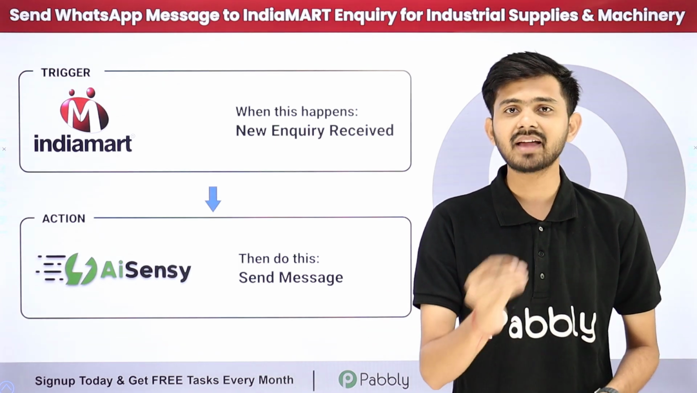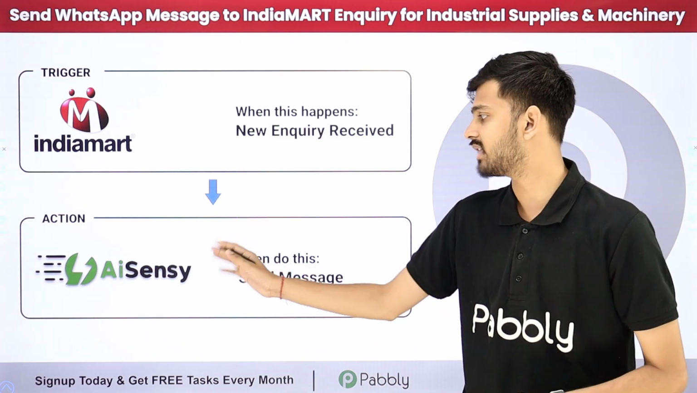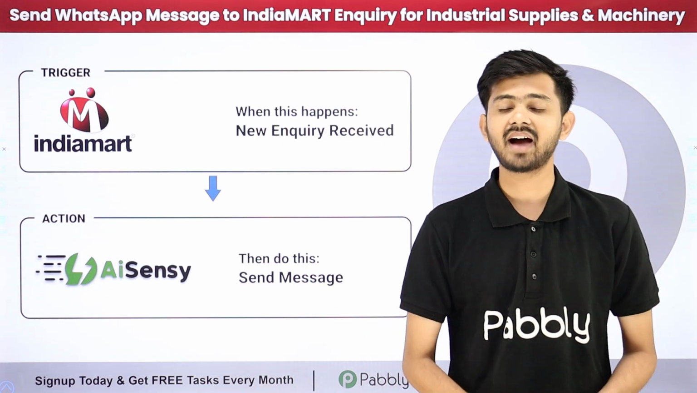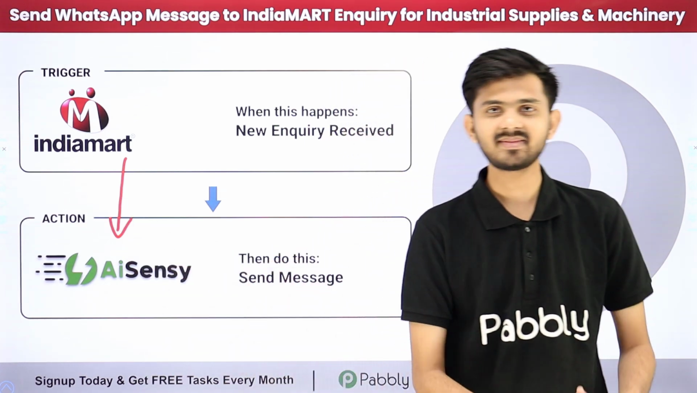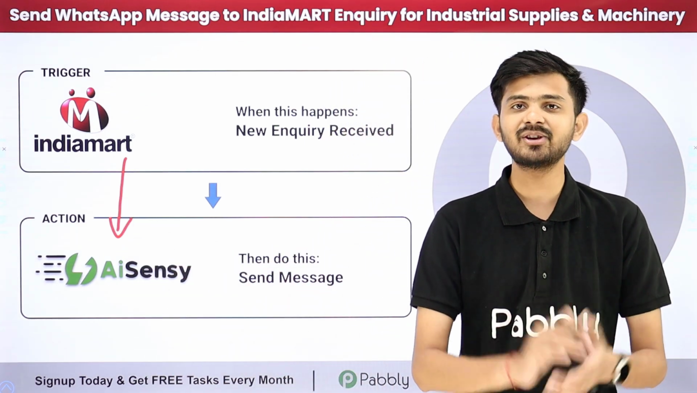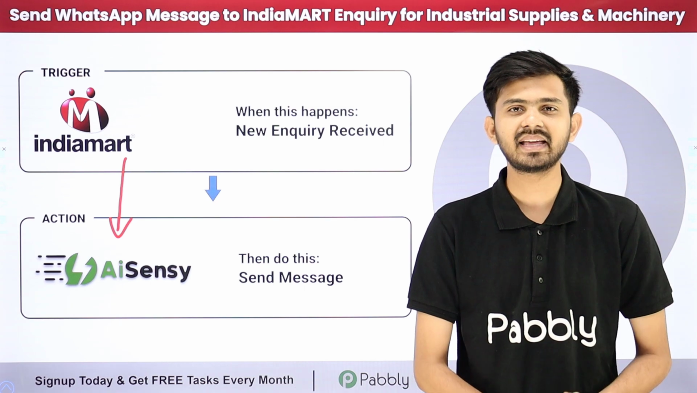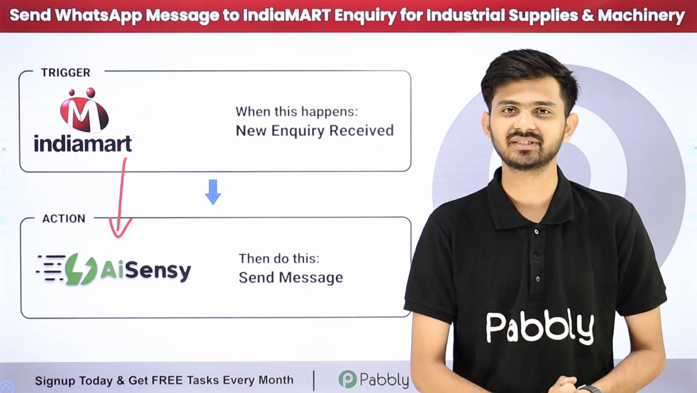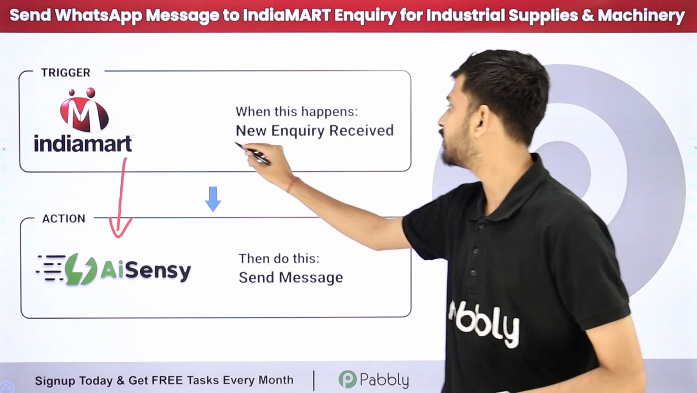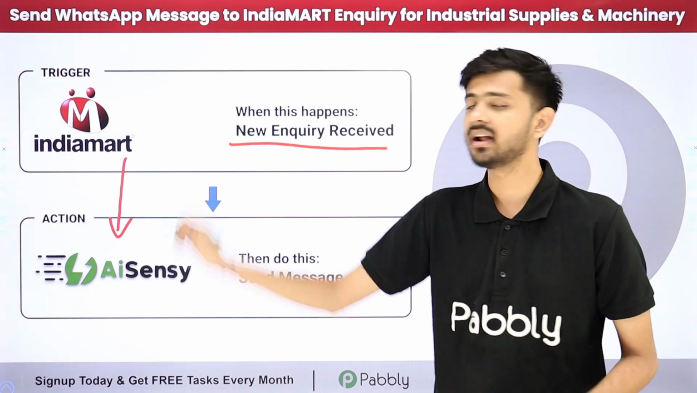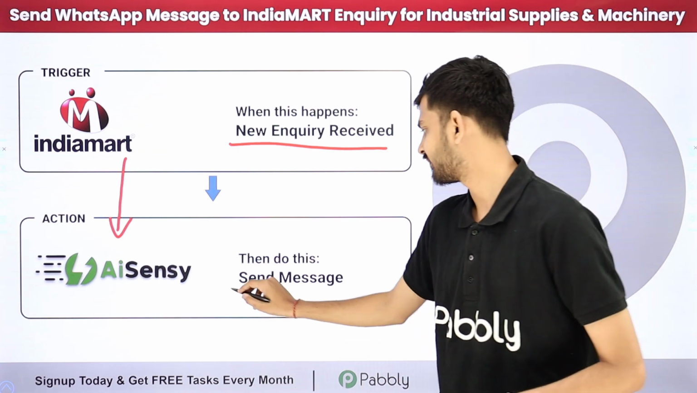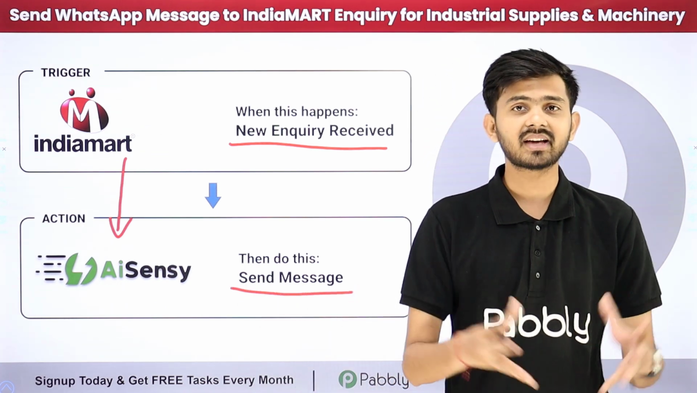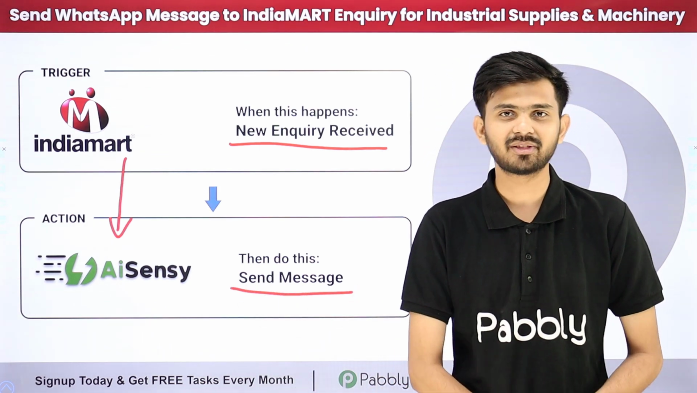So for sending the message on WhatsApp, I'm going to use AI Sensei, and for my objective, I need to build a connection between IndiaMART and AI Sensei. For building this connection, I'm going to use Pabbly Connect, which is an amazing software for automation and integration. With Pabbly Connect, whenever I receive a new inquiry through IndiaMART, I will automatically send a message on WhatsApp to my inquiry. So how am I going to build this connection? For that, let me take you to my computer screen.